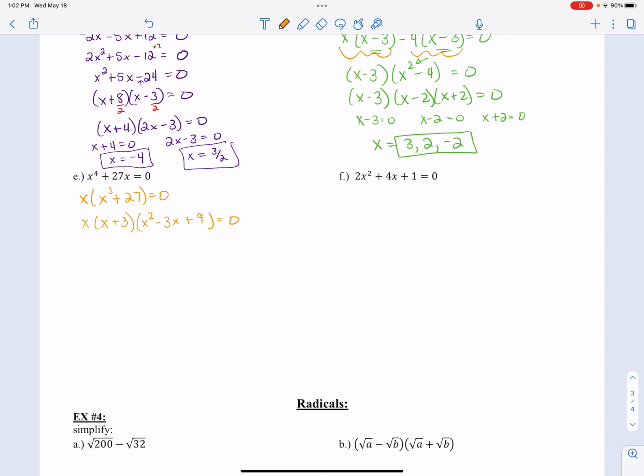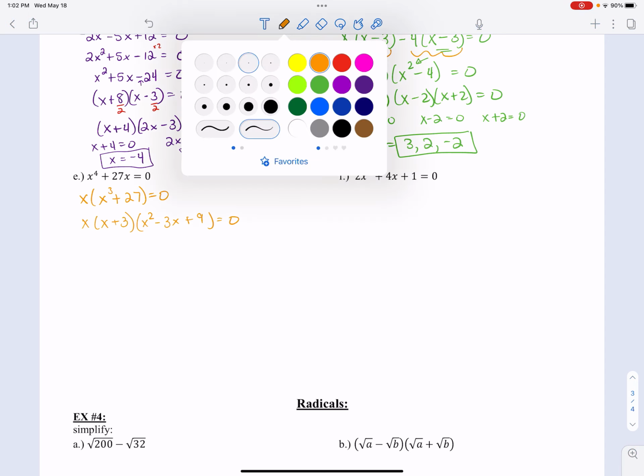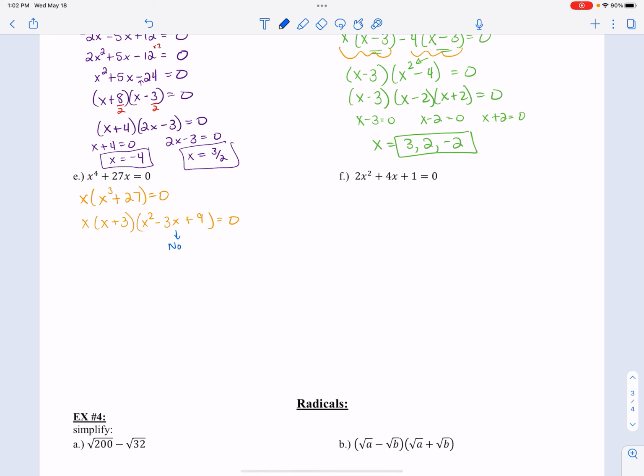All right, so now I have 3 terms. Something you should know, this is not factorable. It never will be. If you do the difference or sum of cubes factoring, that trinomial term won't ever be factorable. So I can get 2 of my answers pretty easily. I know from this first one that x equaling 0 would give me a 0 for that first term. X equaling negative 3 would give me a 0 for that middle term. And then this last piece, since it's not factorable, I have to go to the quadratic formula.